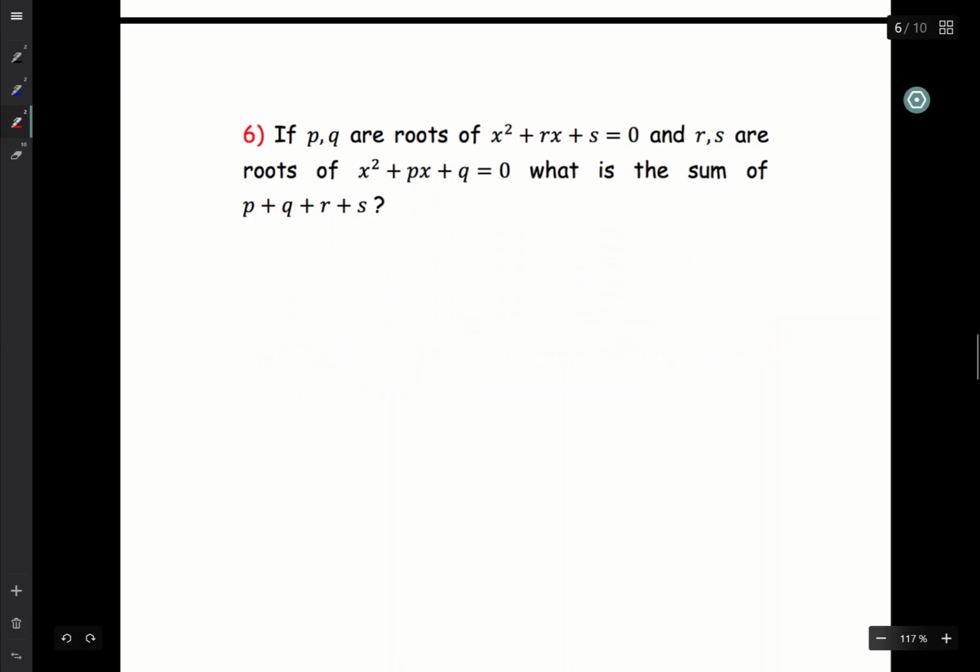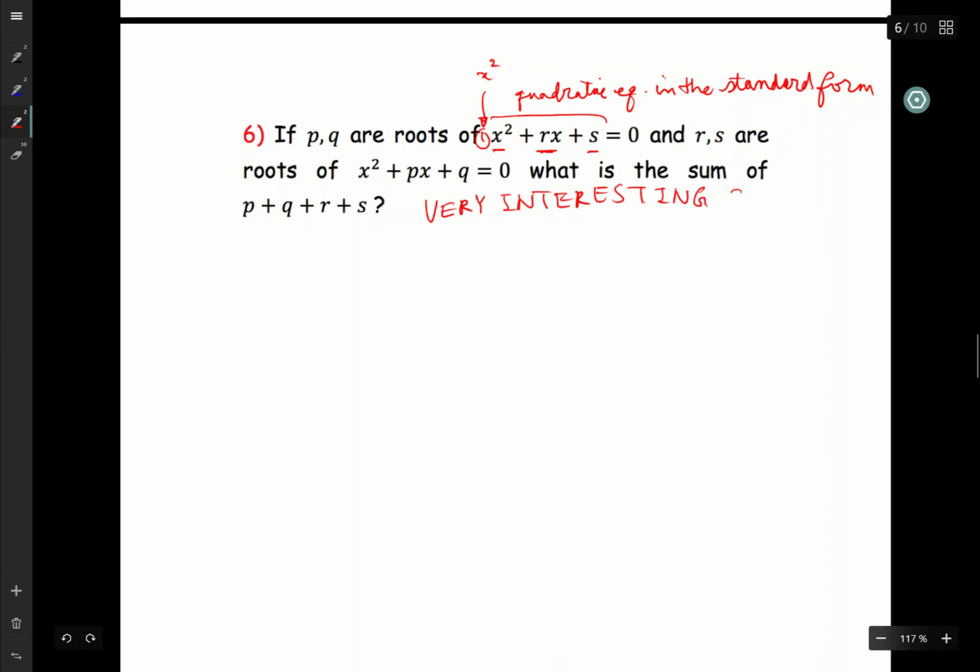All right. The next one: if p and q are roots of x squared plus rx plus s equals 0. So this is a quadratic equation in the standard form, right? Remember, the standard form was such that the coefficient of the leading term, x squared, was plus 1. And r and s are roots of x squared plus px plus q equals 0. What is the sum? This is a very interesting question, right?